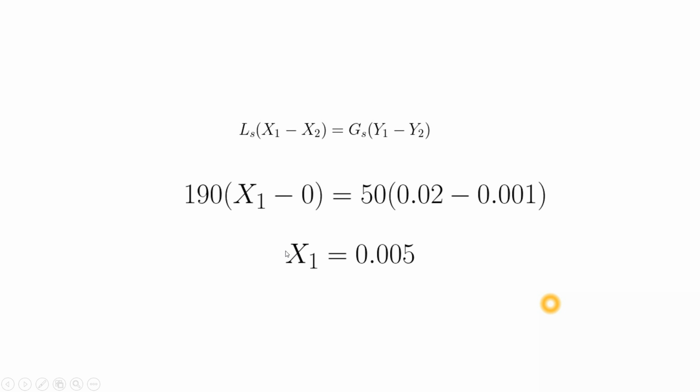So again we will use the material balance, Ls into (X1 minus X2) is equal to Gs into (Y1 minus Y2). Since we are not changing the Gs, and we know that we are extracting 95% of this solute, from this we get X1 is equal to 0.005. This is the final answer.